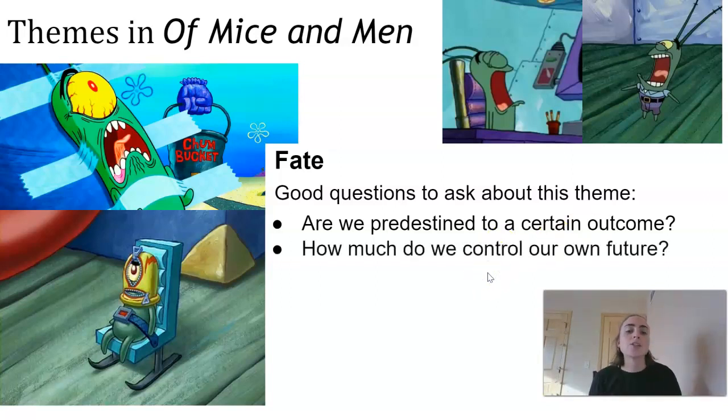This connects to the second question: how much do we control our own future? Think about this in terms of the characters, George and Lennie. Are they controlling their own futures? Do they have a fate that is destined for them? These are the four main themes that we are looking at in Of Mice and Men.